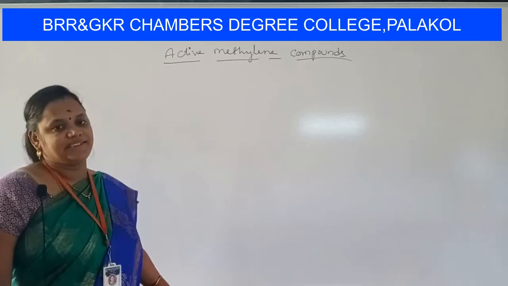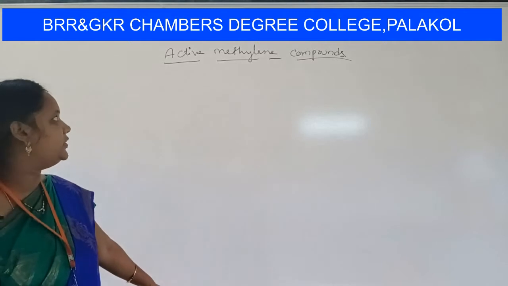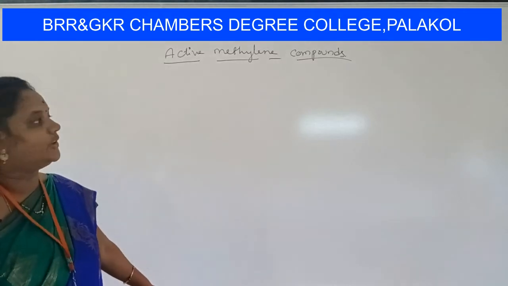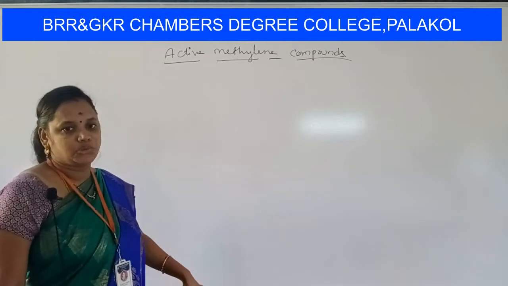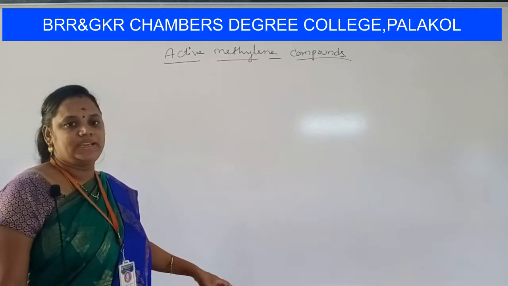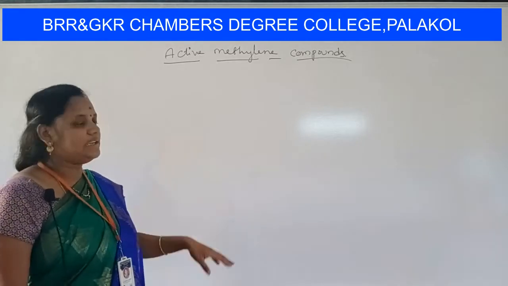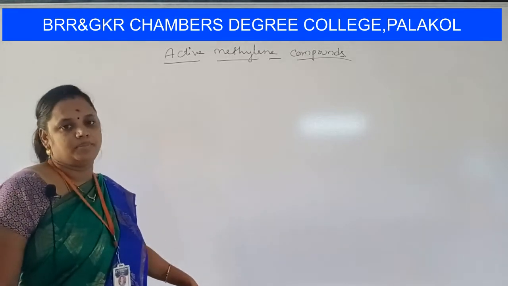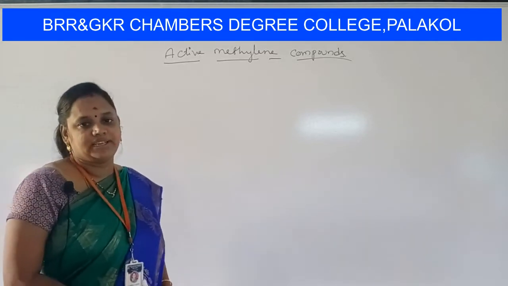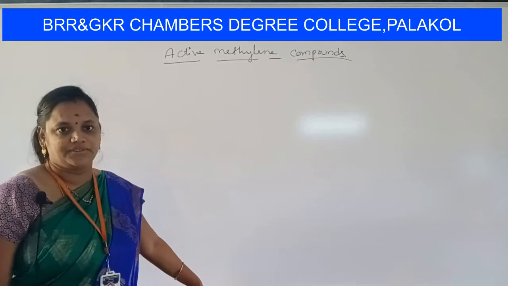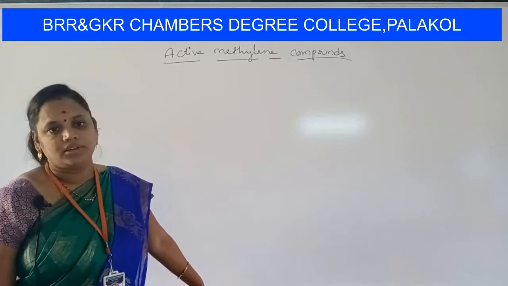Start the next session with a new chapter of the last unit of organic chemistry. The last unit of organic chemistry contains two chapters. One is carboxylic acids and their derivatives, and the other one is active methylene compounds. I have already concluded the chapter on carboxylic acids and their derivatives. Now I am going to start active methylene compounds.